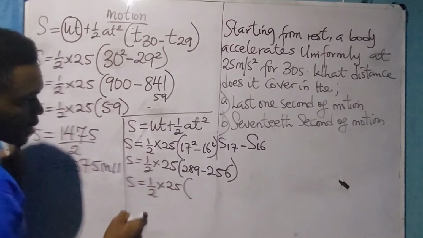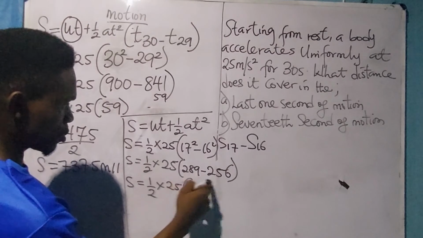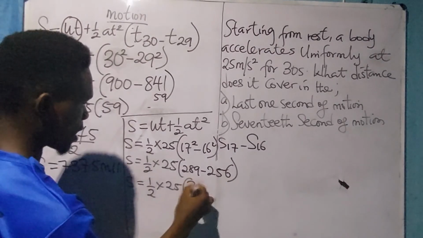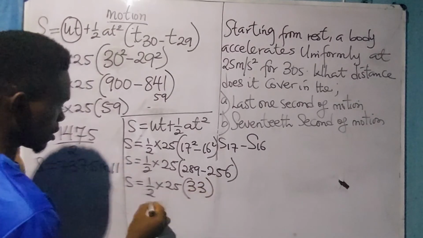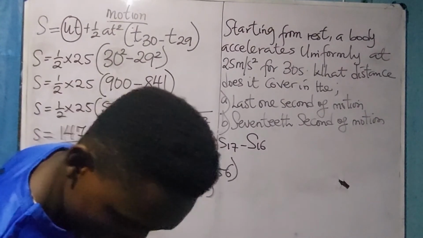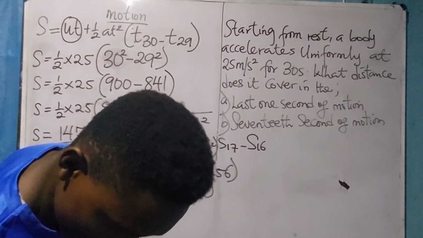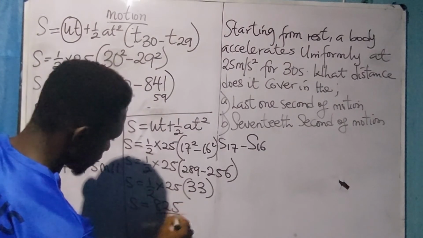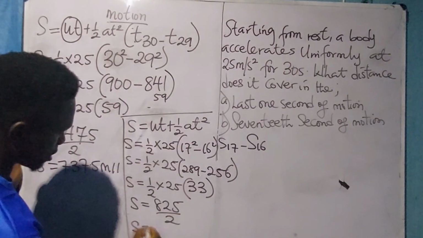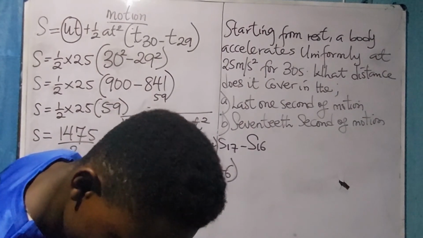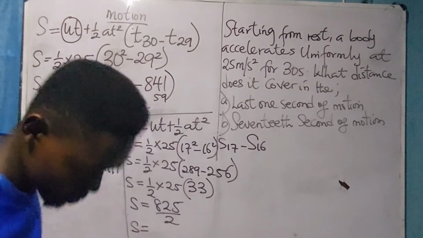Then you now have 289 minus 256, which is 33. Therefore, S equals 25 times 33, which is 825, divided by 2. The distance now equals 825 divided by 2.